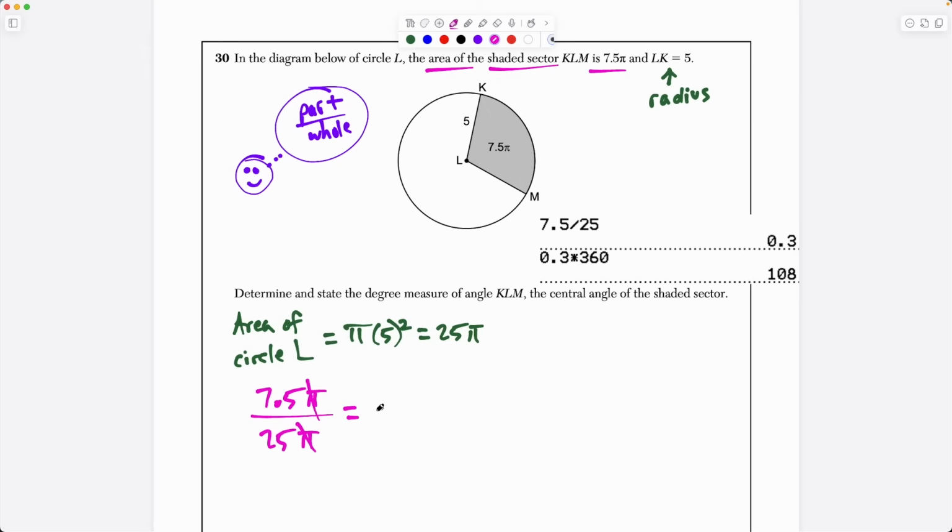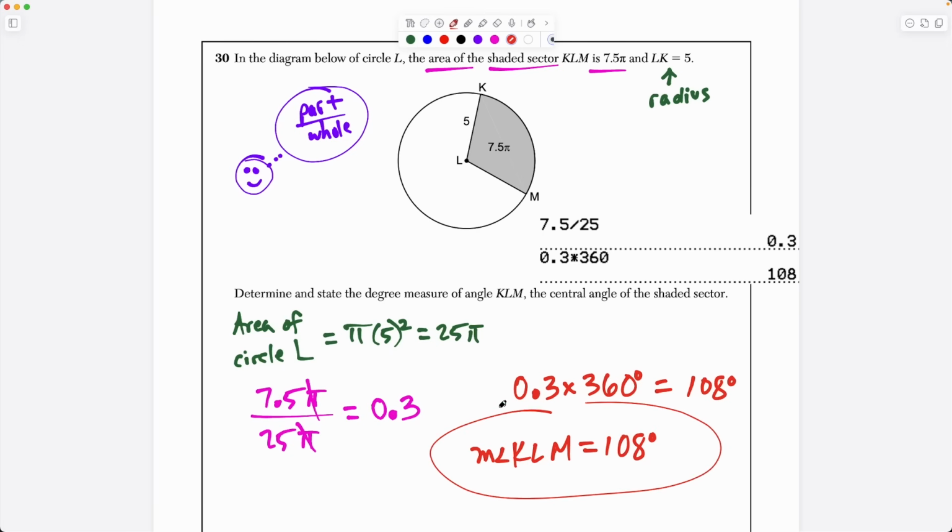So this ratio here worked out to 0.3, and now I'm just going to take the 0.3 and show the work over here that I'm multiplying this by 360 degrees, which gives us 108 degrees. So I'm just going to say the answer formally. The degree measure, so the measure of angle KLM equals 108 degrees, and this is our solution.